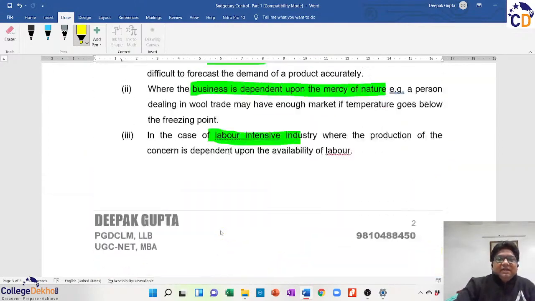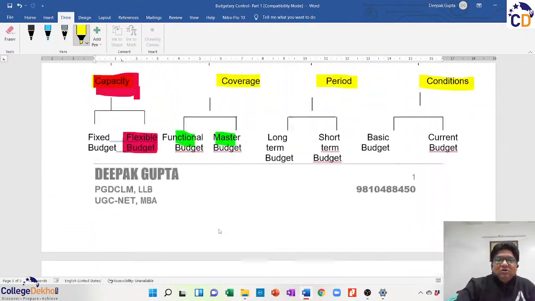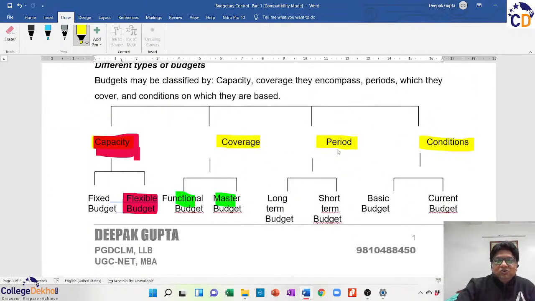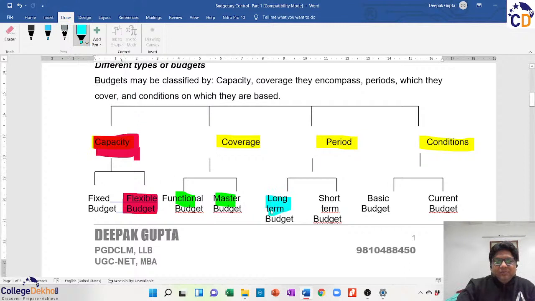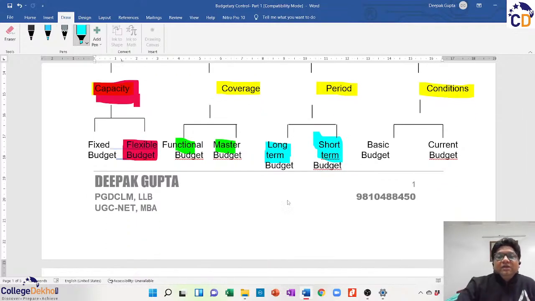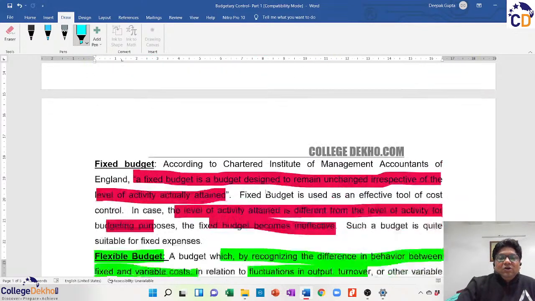Thirdly, the budgets can be classified based on the period. As per period, these budgets can either be long-term budget, that is the period is more than 1 year, or period is up to 1 year, that is the short. Because that is how normally we classify long-term and short-term.